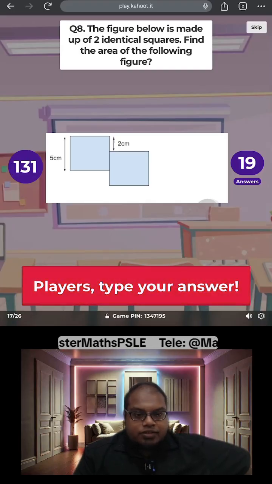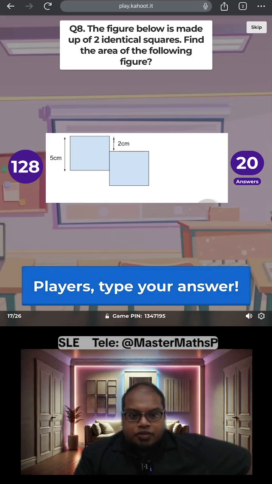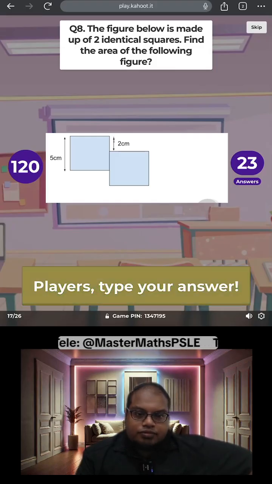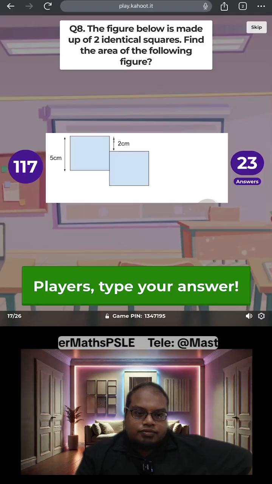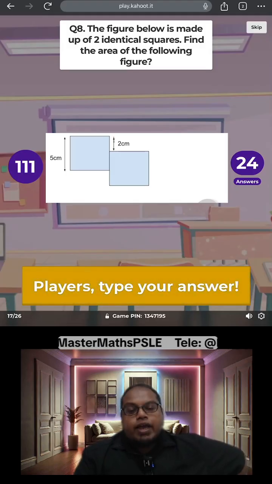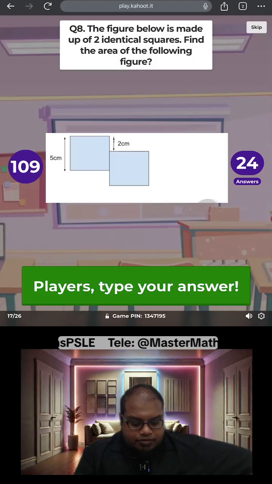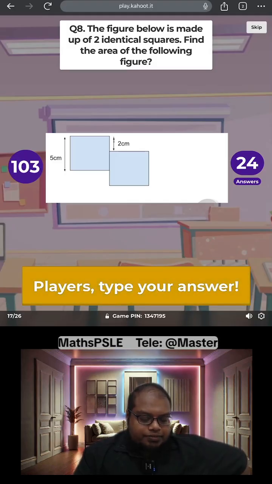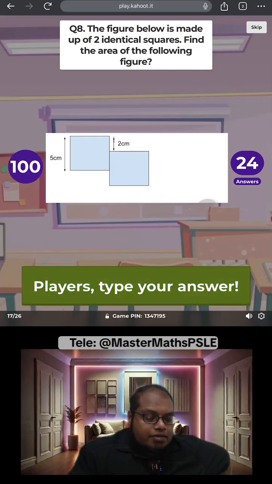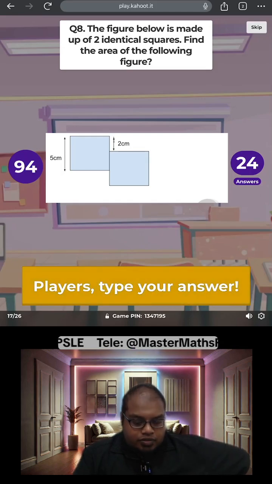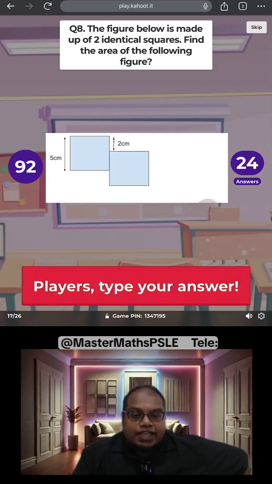Got 2 more minutes. How do you find the area of a square? And there are 2 identical squares here. So how do you find the area of the figure? Okay, we got 90 more seconds.